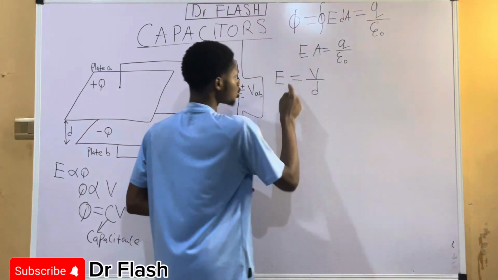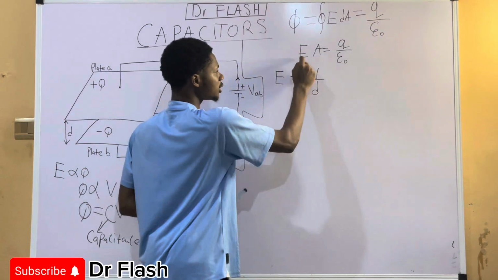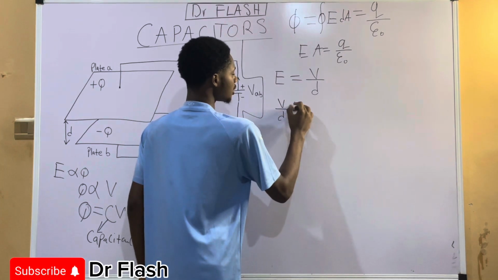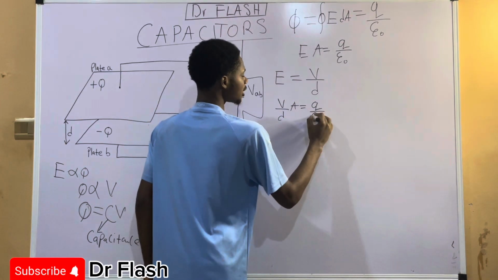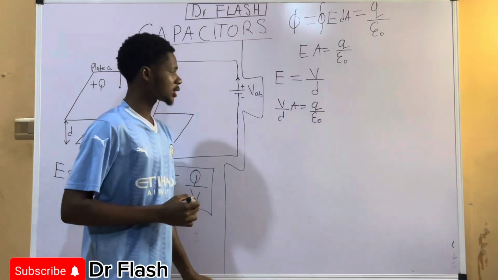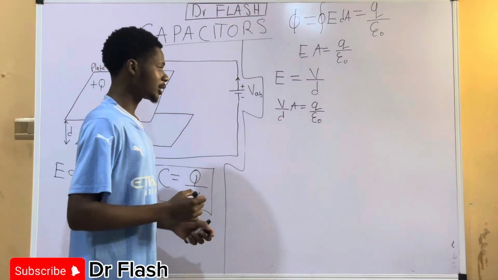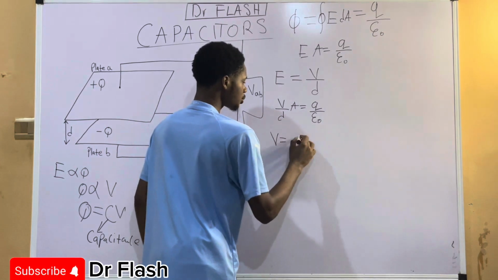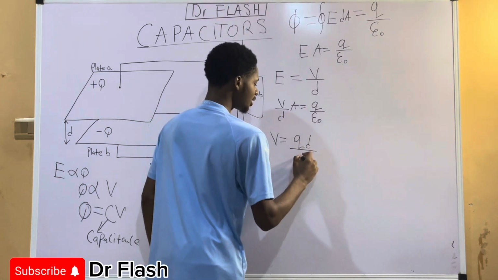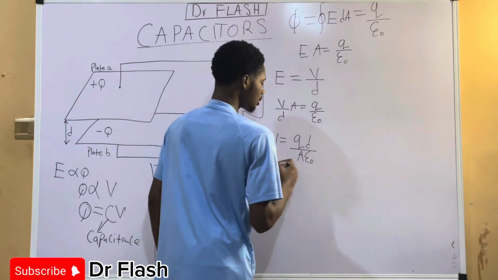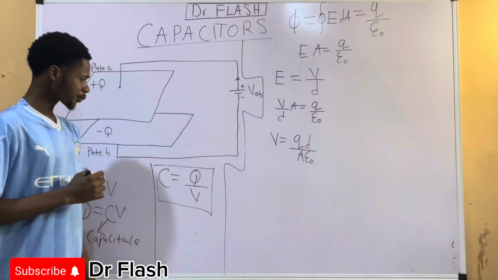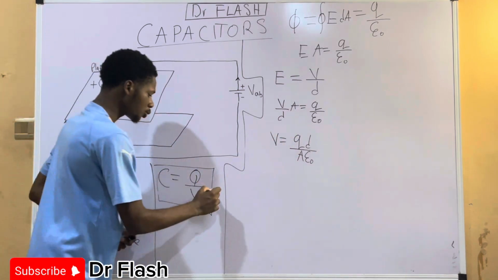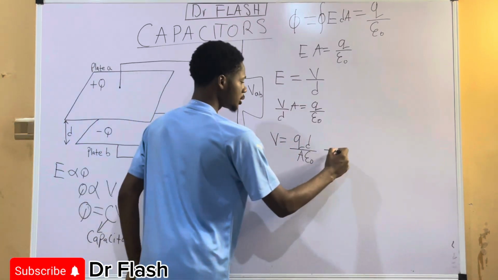So if we substitute for E in this equation, we're going to get V over D times A equals Q divided by the permittivity of free space. Now I can choose to make V the subject of the formula by cross multiplying. I'm going to get V is equal to Q times D divided by A times the permittivity of free space, right? Now how about we try substituting this formula into this one? So I'm going to call this equation 1 and this equation 2.